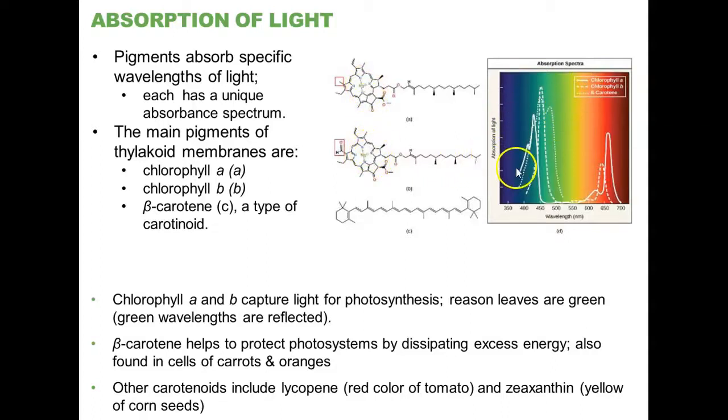Chlorophyll A is the solid line right here, absorbs a little higher up in the blue range of the spectrum, but not as effectively, and then absorbs quite a lot of red light as well. Chlorophyll B, on the other hand, does a much better job of absorbing blue and short green wavelengths of light, and not nearly as much red light. And then finally, the dotted line right here represents beta-carotene, a pigment that appears orangish red, because it absorbs blue and green light, but does not absorb any red light.